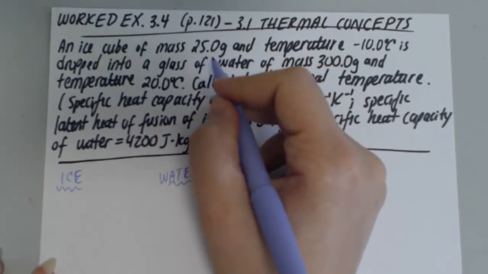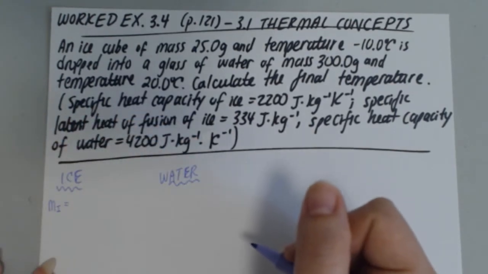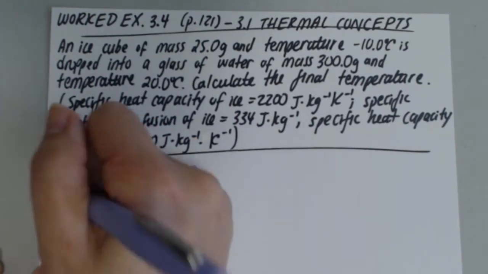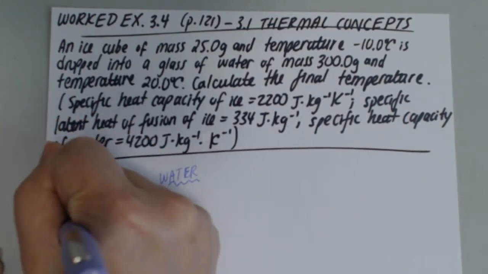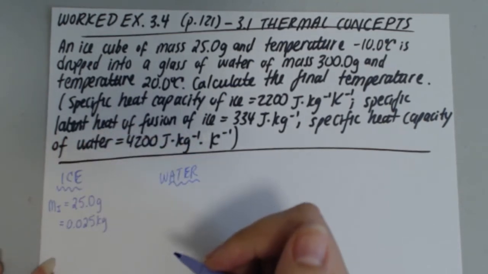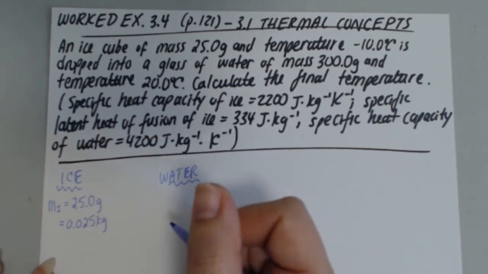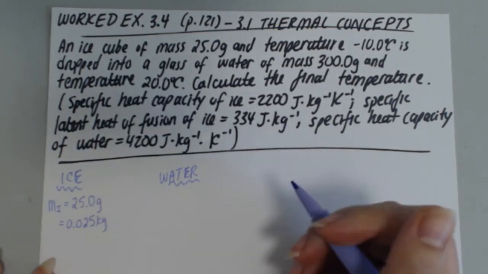Okay, we know that the ice is 25 grams, so M sub I. And I know in another video I did I was iron, now I is ice. So that's 25 grams. I need to convert that to kilograms, so that's 0.025 kilograms. So effectively what I did is I divided it by 1,000, or seen another way, I took the decimal and moved it to the left 3 spaces.